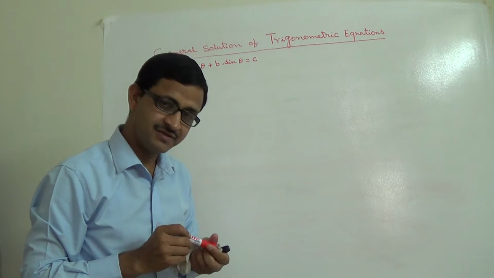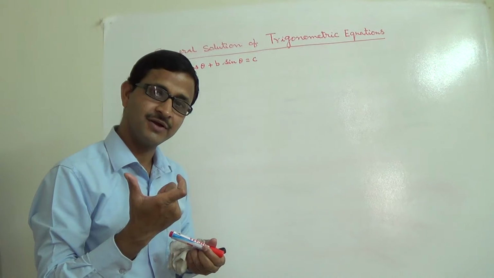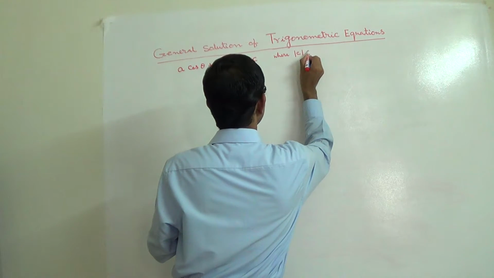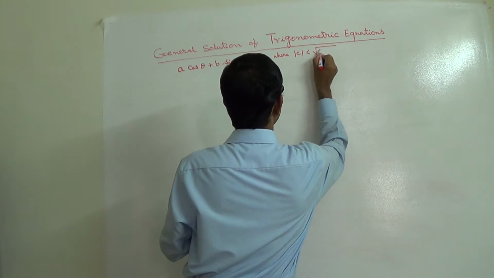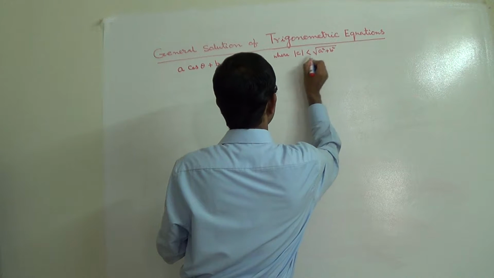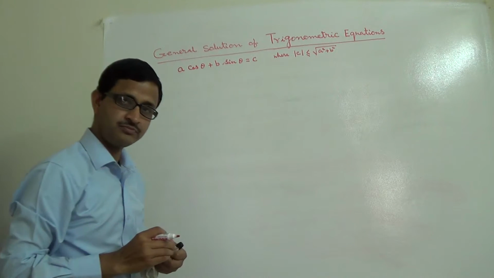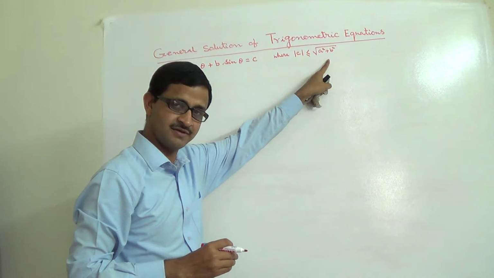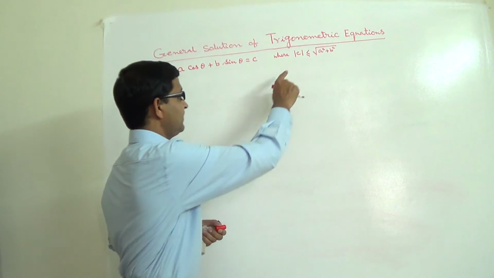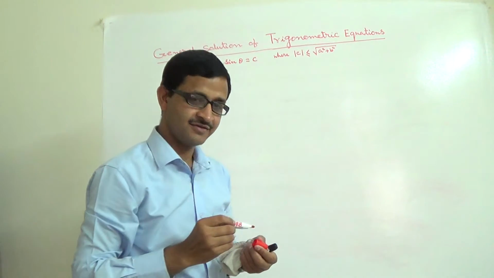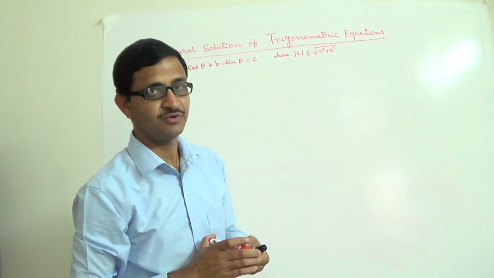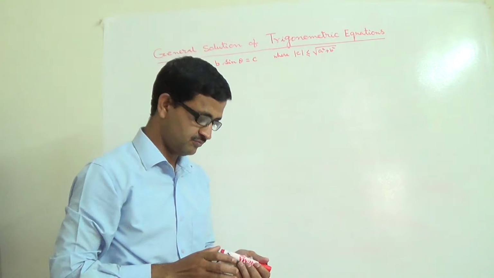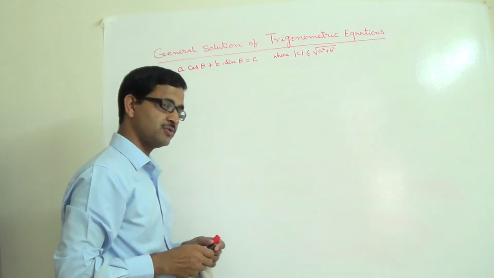But these real numbers a, b, c are tied up with a relation. What is the relation? Where mod of c is less than square root of a square plus b square, or I can say less than or equal to. Why this relation is important, we will discuss while finding the solution. If mod of c is greater than square root of a square plus b square, it is not possible to find a solution to this equation. We will see why it is so.